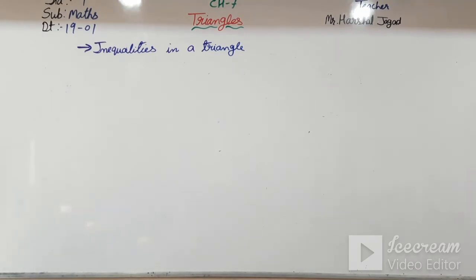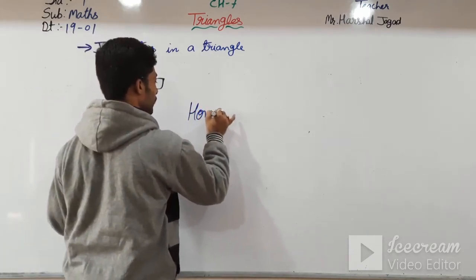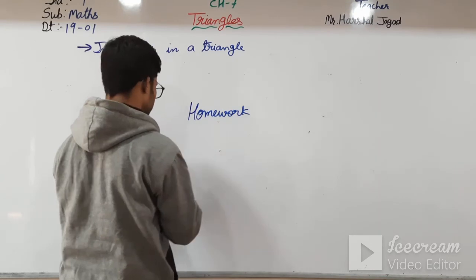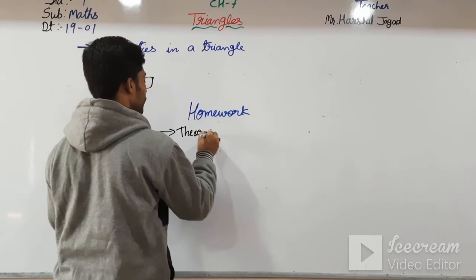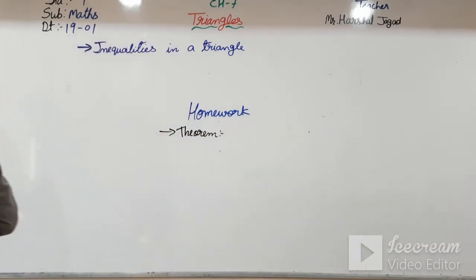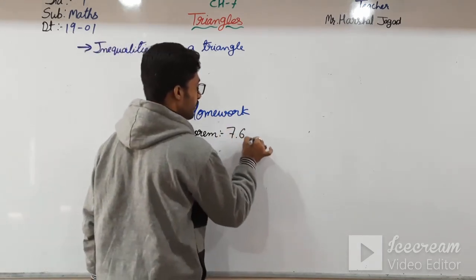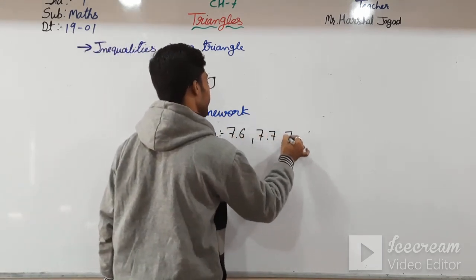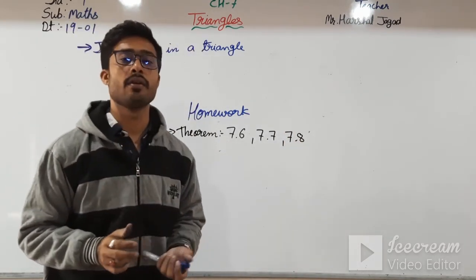Okay students, in today's homework, what you have to do is write down theorems number 7.6, 7.7 and 7.8. These three you have to write down in your homework.